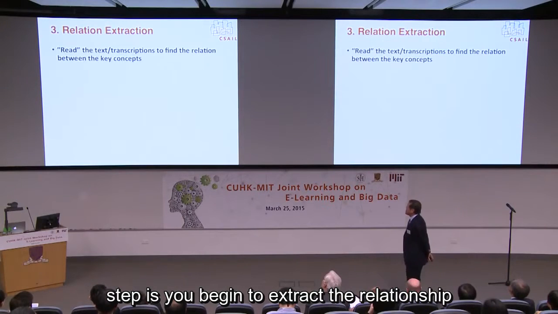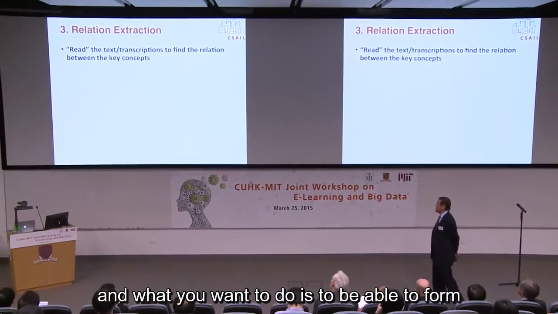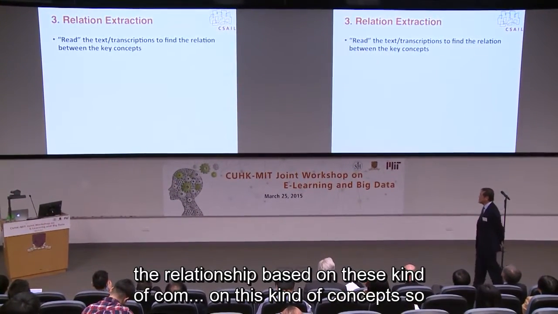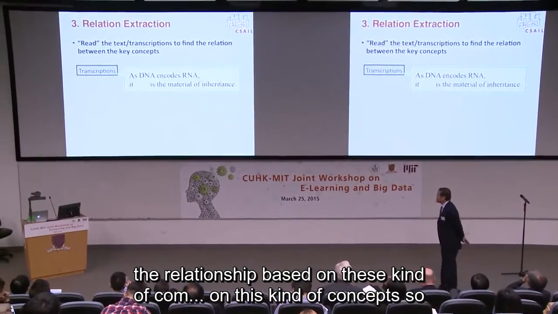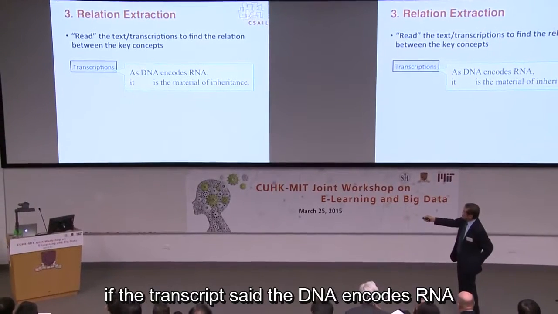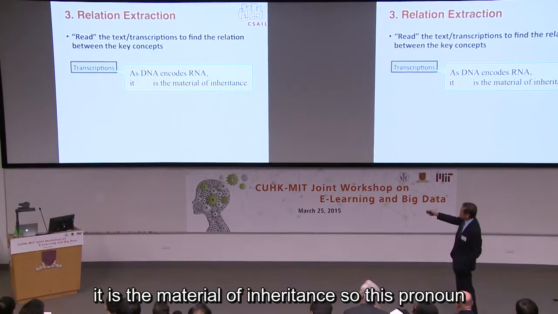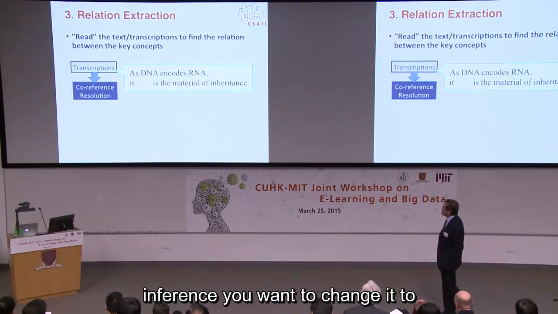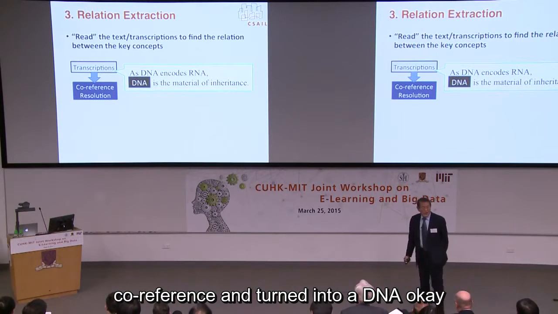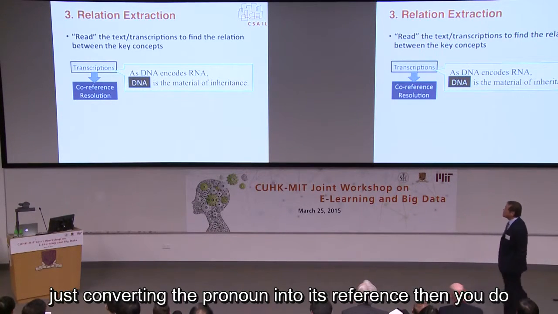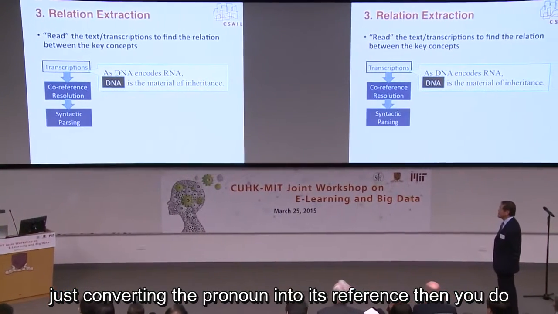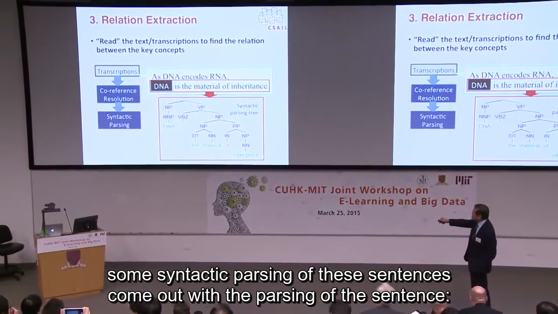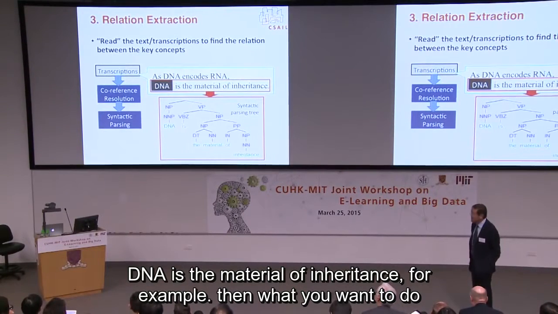The third step is you begin to extract the relationships. What you want to do is form relationships based on these kinds of concepts. So if the transcript said, "DNA encodes RNA, it is the material of inheritance," this pronoun reference, you want to change it through co-reference and turn it into DNA. Just converting the pronoun into its reference. Then you do some syntactic parsing of these sentences, coming out with the parse of the sentence "DNA is the material of inheritance," for example.